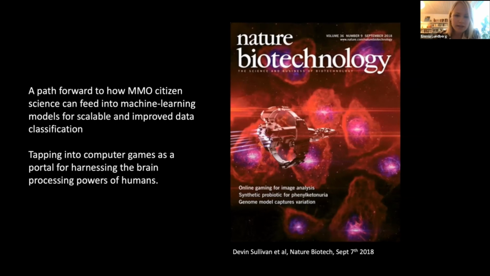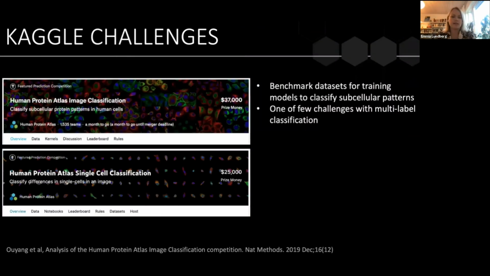But at the end of this project, we still thought that we have really, really nice data sets in the Protein Atlas, but people really don't use our images that often to develop machine learning models.